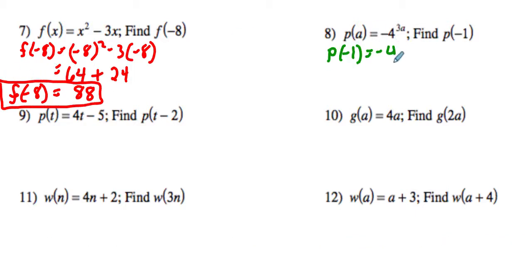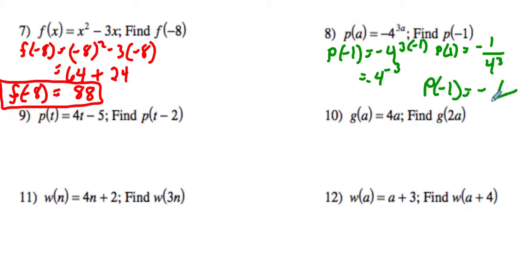P of -1, replace every a with -1. So I get -4 raised to the -3 power. So that becomes, we move that -4 down to the bottom and do our power to the cubed. So that becomes p of -1 is equal to -1/64.